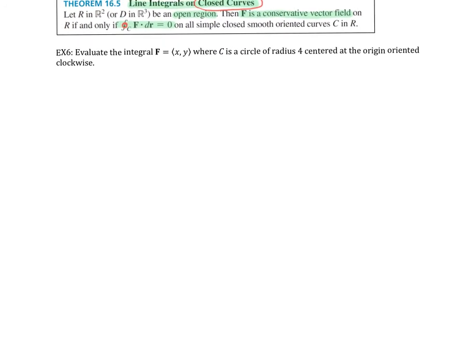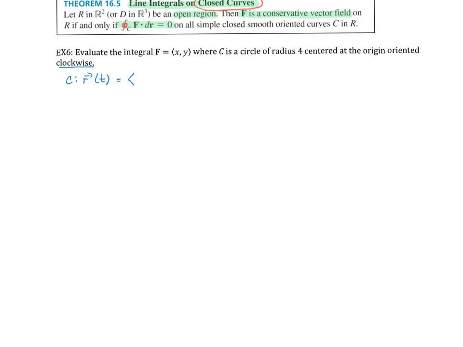In example 6, we want to evaluate this integral over this vector field xy, where C is the circle of radius 4 centered at the origin, and it's oriented clockwise. So our curve can be written parametrically as it's a circle radius 4 centered at the origin. So we could write this as 4, but we have to be careful because it's oriented clockwise, not counterclockwise.